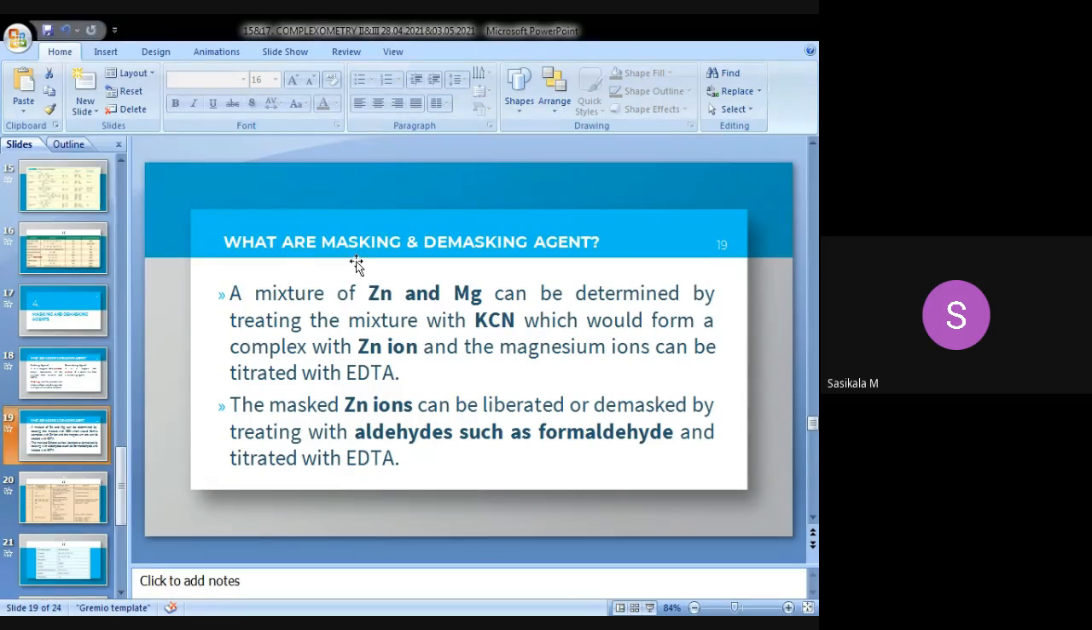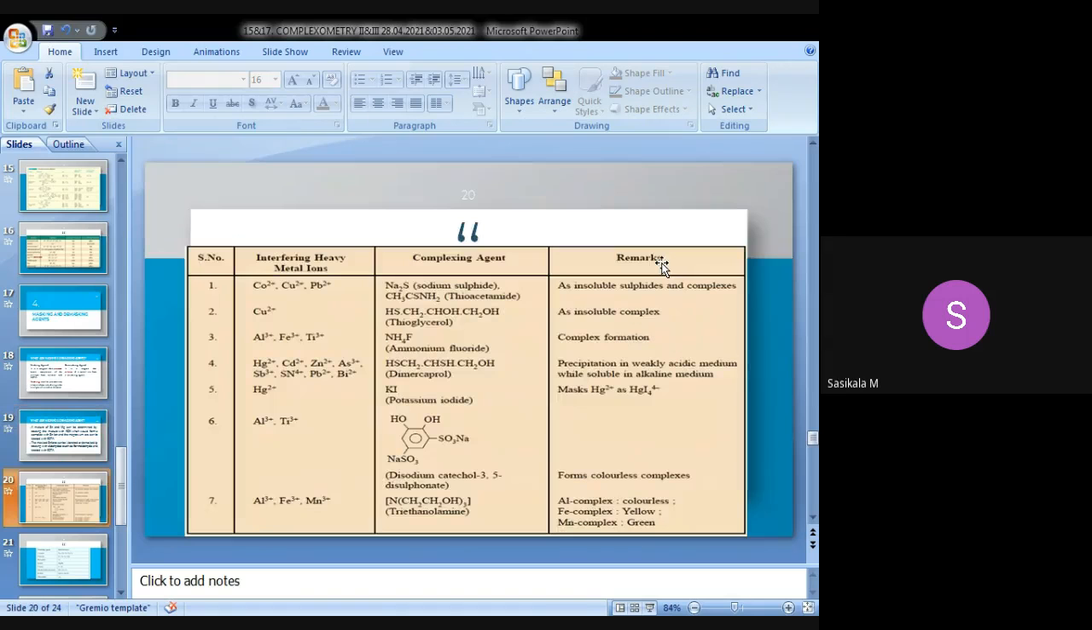This type of reaction, masking and demasking, helps in analyzing two or more metal ions in the solution. In a single sample, if the sample has two or more metal ions, how can we analyze them without interference? By means of masking and demasking agents. This is how masking and demasking agents are utilized in complexometric titration. It avoids interference of each metal, and then it gives an accurate endpoint of the titration.